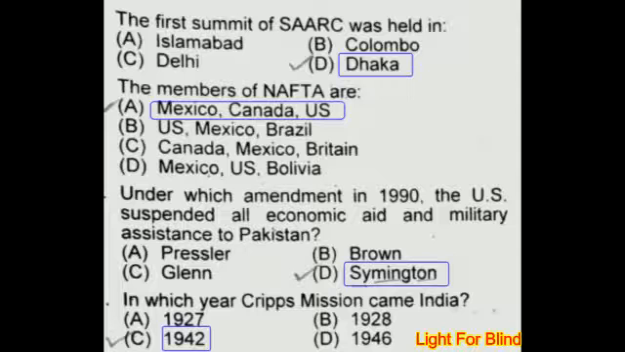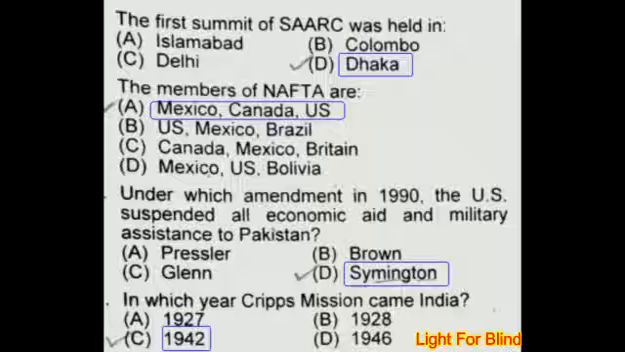Number 73. How many members SARC has? Answer is 8. Number 74. The first summit of SARC was held in. Answer is Dhaka. Number 75. The member of NAFTA are. Answer is Mexico, Canada, US.